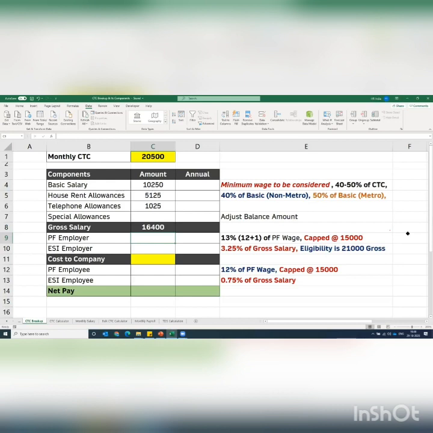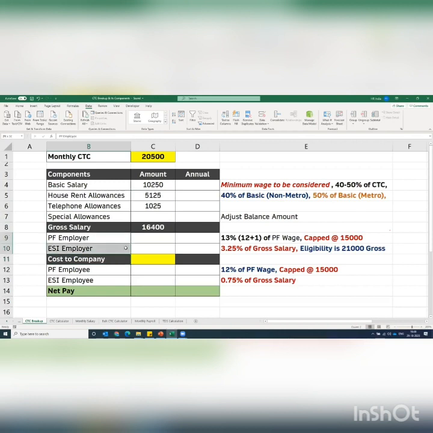Now, once you have calculated the earning part, right? The first part was basic salary, second part was allowances, third part was retirals, right? Employees benefits and the retirals. Now it's time to calculate the statutory part. So for CTC, what is the formula? Gross salary plus employer's contribution will get the CTC, right?